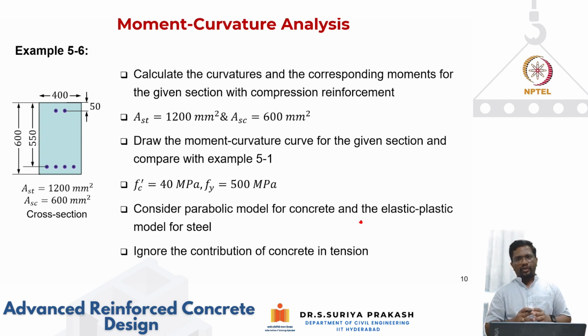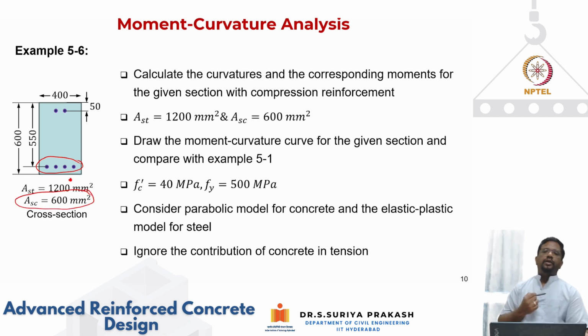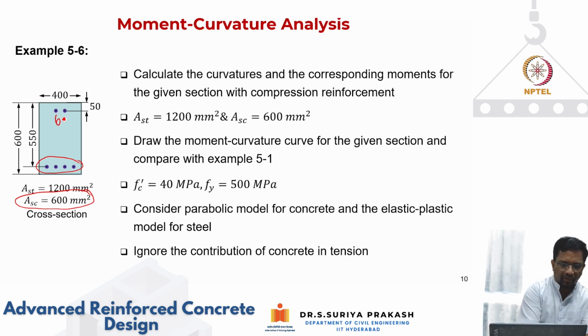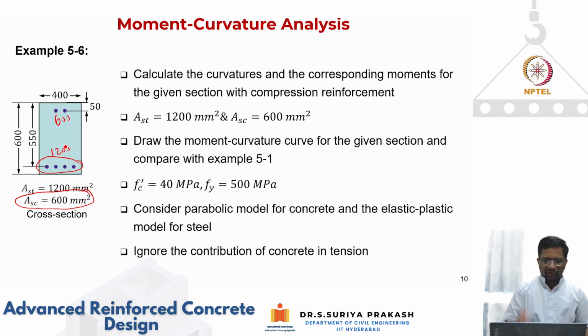Now let's run through an example. In this case, I am considering the same section that we have done in the first part of the module, where I'm taking a tension steel of 1200 mm square and a compression steel of half the value of your tension steel, which is 600 mm square. So this is 600 and this is 1200. This is the area of steel that we are looking at. Now again, for this section, I want to do moment curvature analysis to see the effect of putting this compression steel.